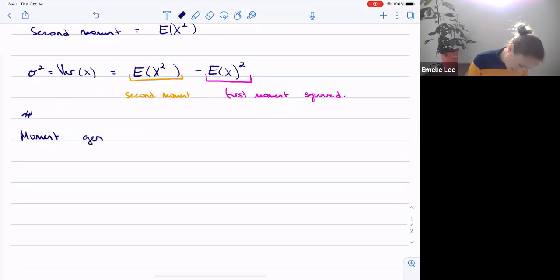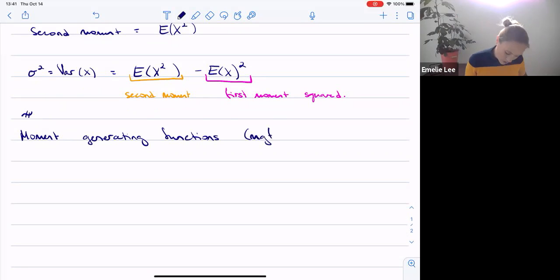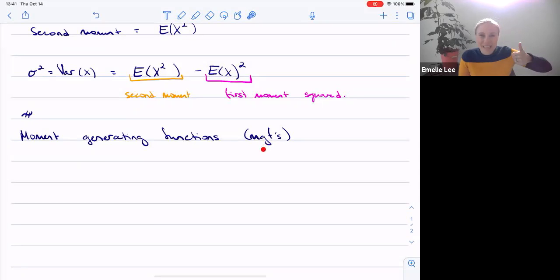So moment generating functions, MGFs. There are a lot of acronyms, right? We started and we talked about the PMF, that's for a discrete function. Then we talked about the PDF, that's for a continuous function. Then we talked about the CDF, which is the cumulative distribution function, right? And that applies to either continuous or discrete functions, right? So that's the cumulative distribution function. And now we're talking about MGFs, right?